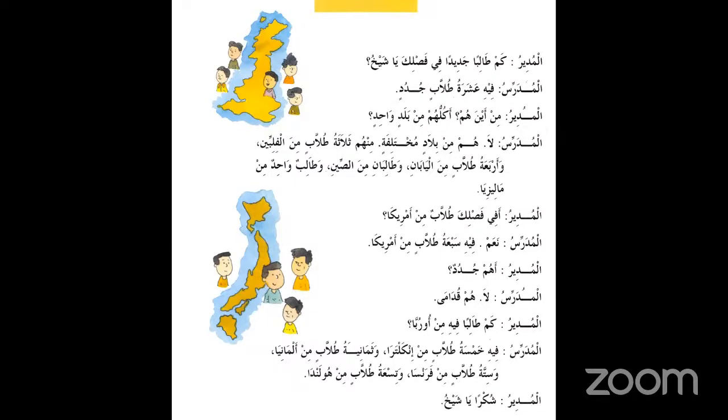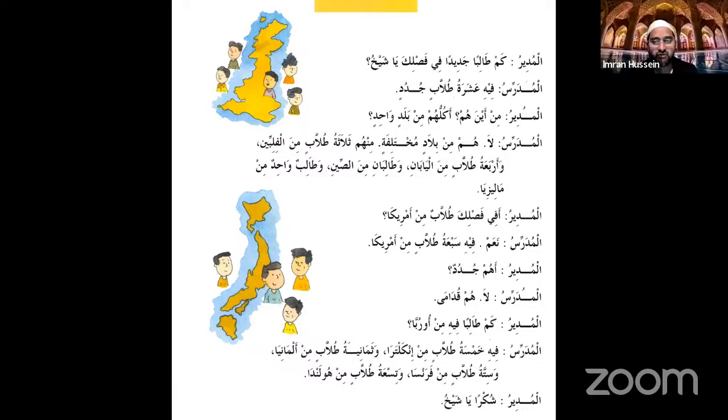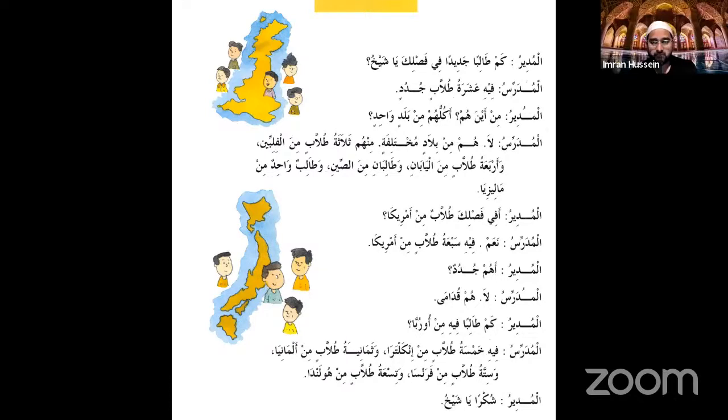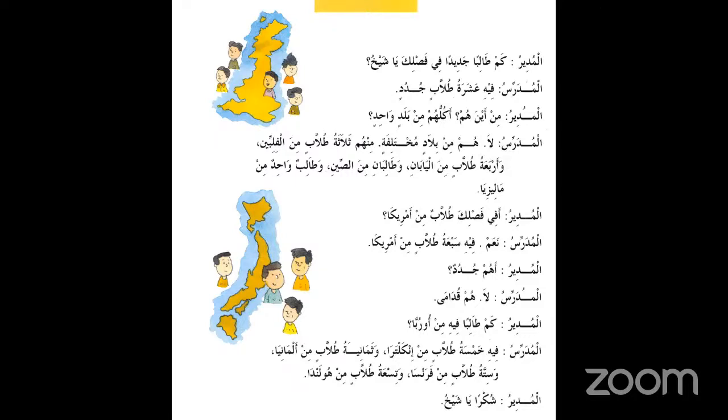Al-Mudiru: Kam taliban jadidan fi faslika ya sheikhu? Translation first: how many new students are in your class, O Sheikh? Correct. Al-Mudarris: Fihi asharatu tullabin jududin. There are 10 new students. Excellent.